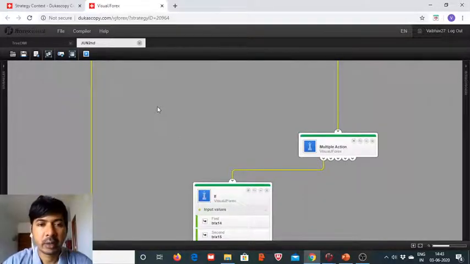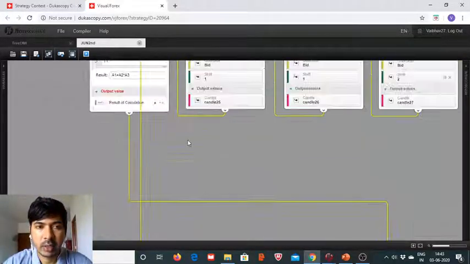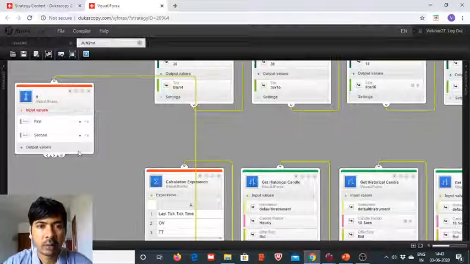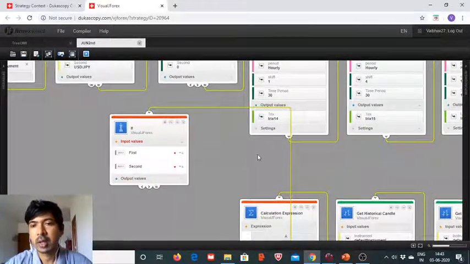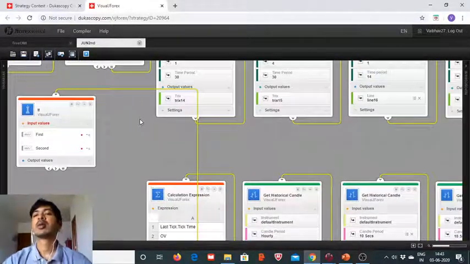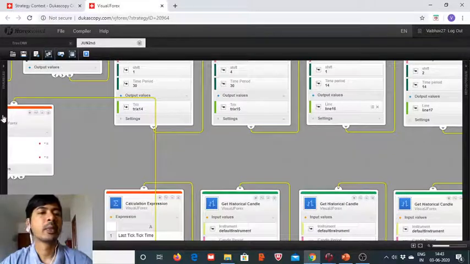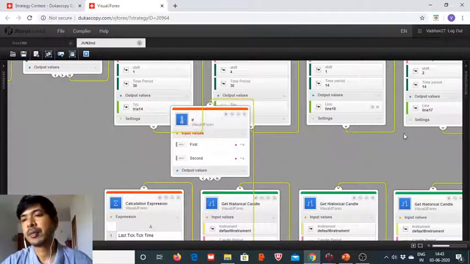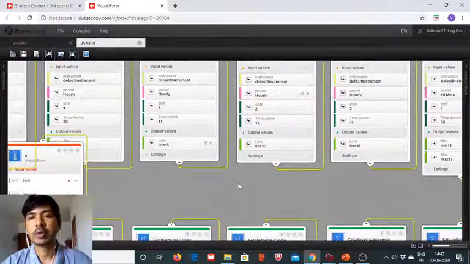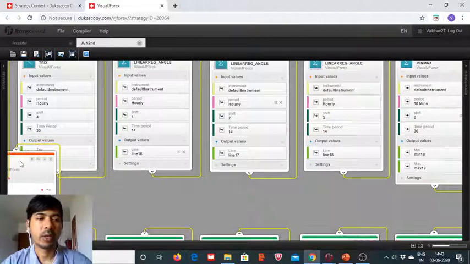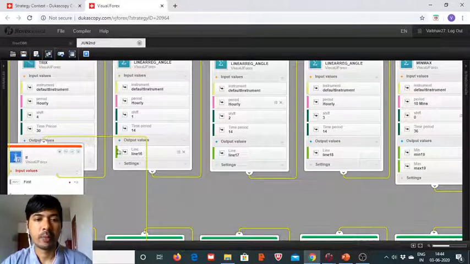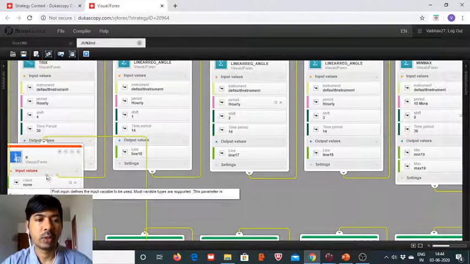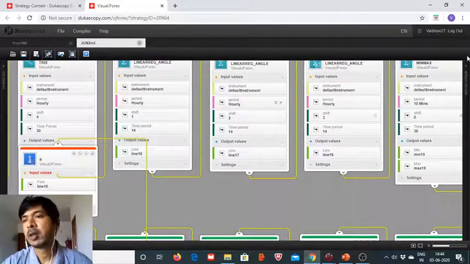So here TRIX values are rising, then we need the condition that this LRA value should be in negative territory. So we need to compare line 16, line 17 and line 18 to 0, and it should be below 0.